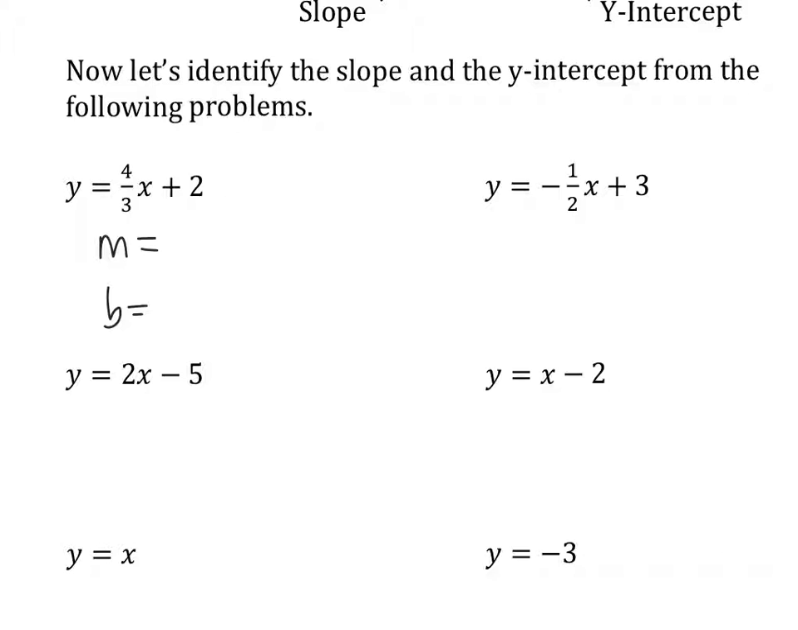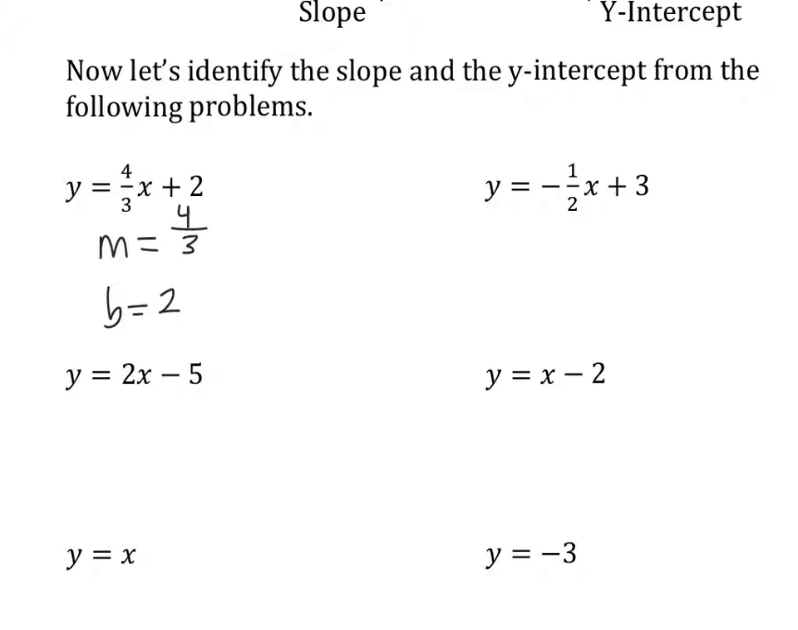So in this equation, the number that's in front of x is 4/3. So 4/3 is our slope. We are going to leave our slope written as we see it, not change any fractions to decimals, we're not going to change any improper fractions to mixed numbers. We are going to leave them as they are because they are probably already in the correct form. And then b here, the y-intercept, would be 2.